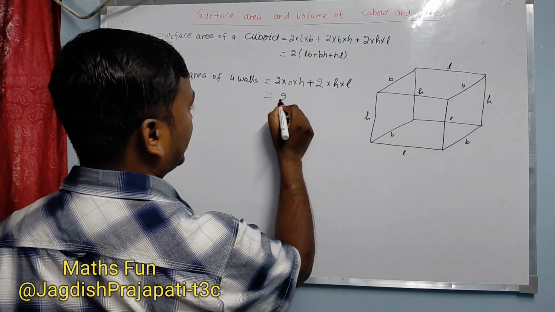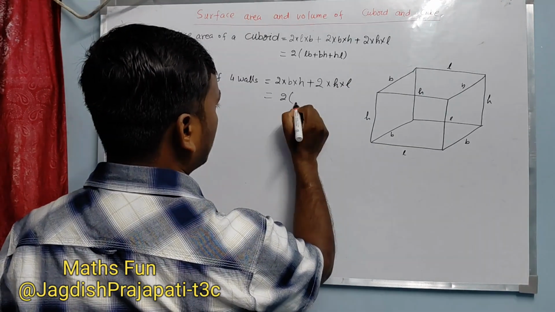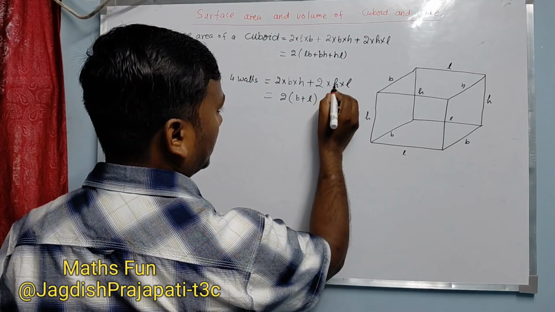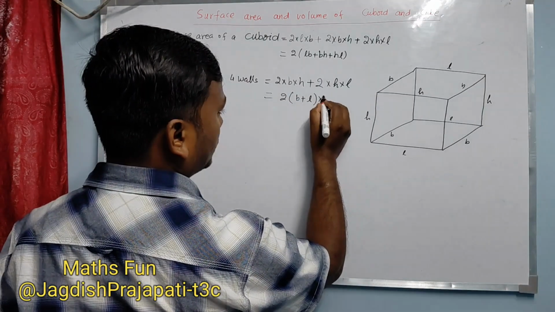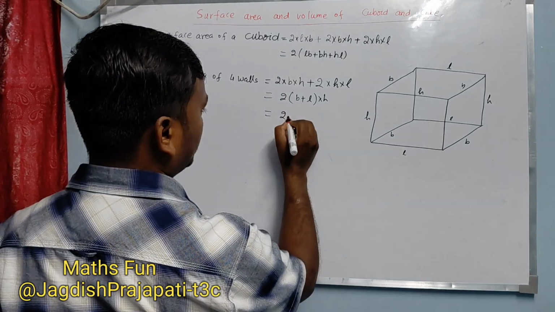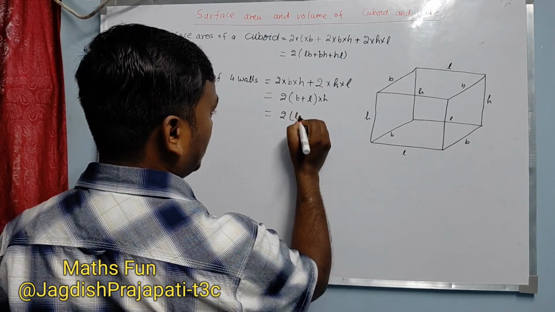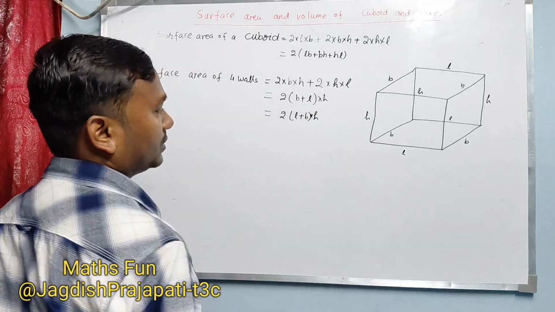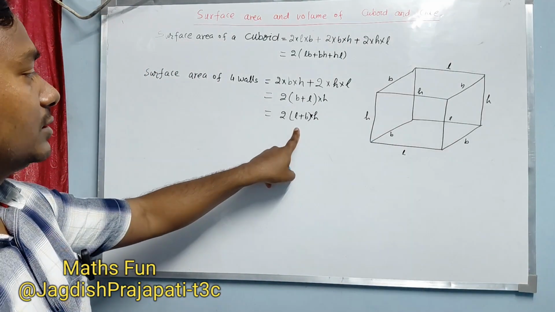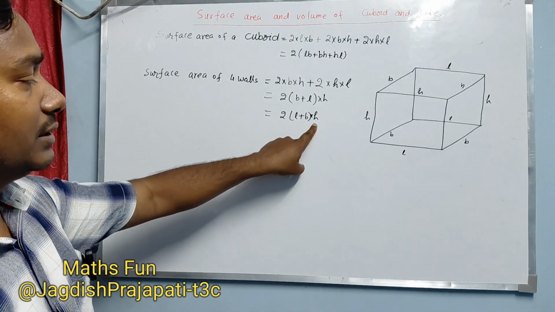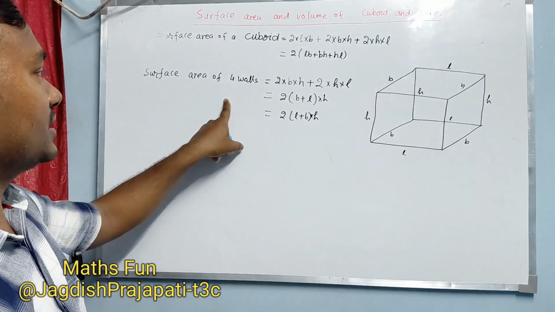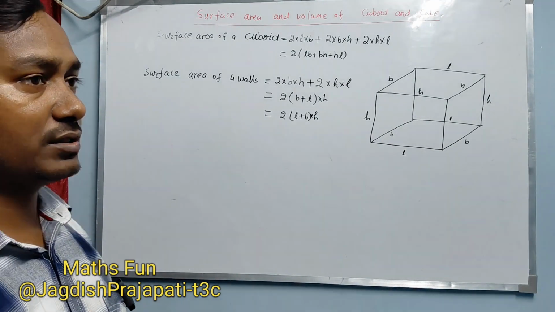So now we can take 2 outside, so B plus L into H. So this will be 2 times of, write it in order, L plus B into H. So twice of length plus breadth into height. So this will be the formula for the surface area of 4 walls.